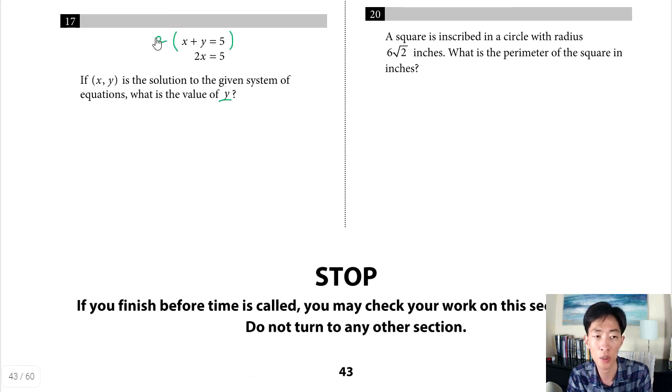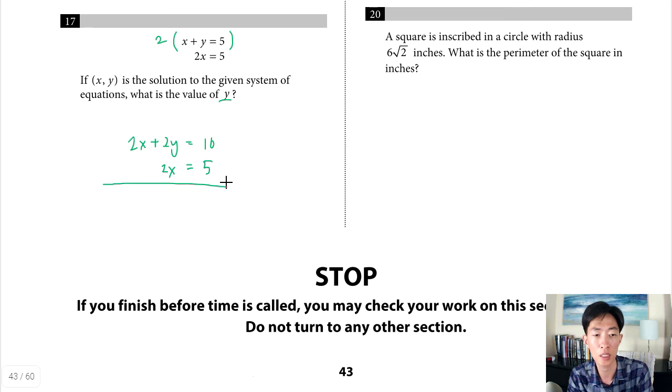If I multiply by 2 up here, I'll have a 2x. Then I can eliminate the x's and it'll get me straight to the y, which is what they're asking. So 2 times the first equation is going to give me 2x plus 2y equals 10. I'm going to move down the second equation. We have 2x equals 5.